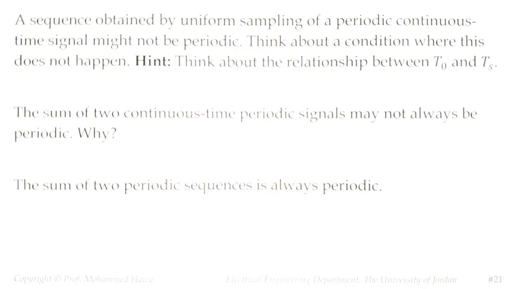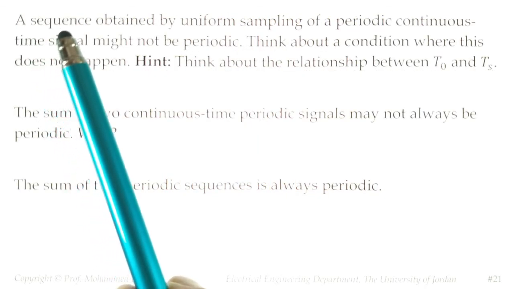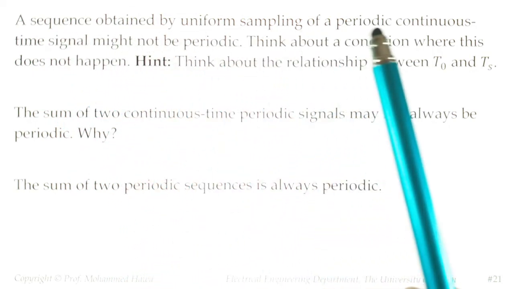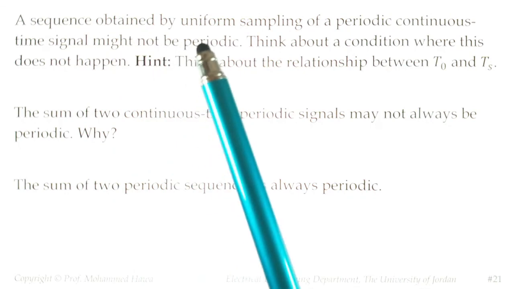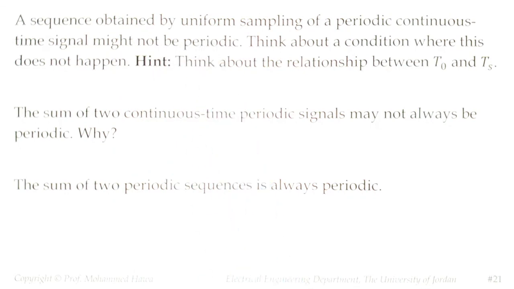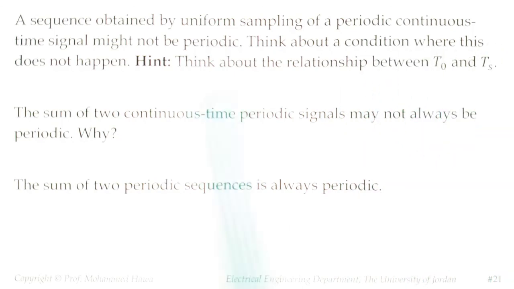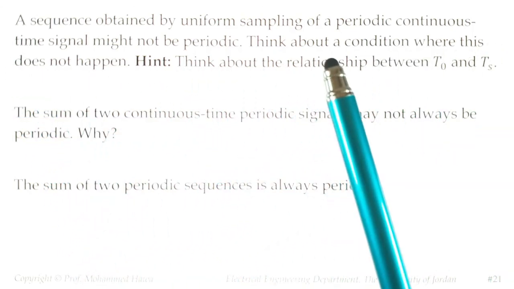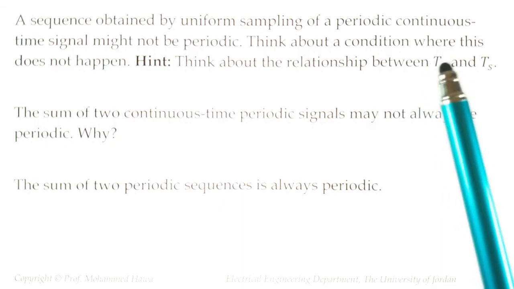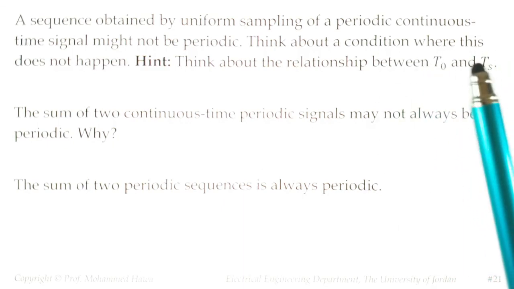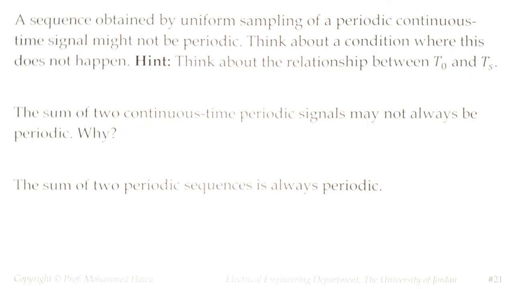Some concluding remarks. A sequence or discrete time signal obtained by uniform sampling of a periodic continuous time signal might not be periodic. Even though the continuous time signal is periodic, when you sample it, you may not get a periodic sequence. How can this happen? Please think about it, and I'll give you a hint. Think about the relationship between the fundamental period T0 of the continuous time signal and the sampling time Ts that you need to go from continuous time signal into discrete time signal. What should the relationship between T0 and Ts be so you don't get a periodic sequence from a periodic signal?